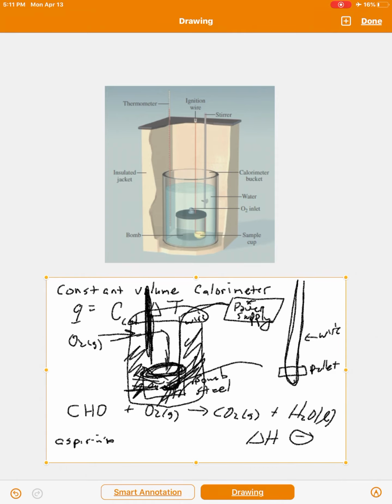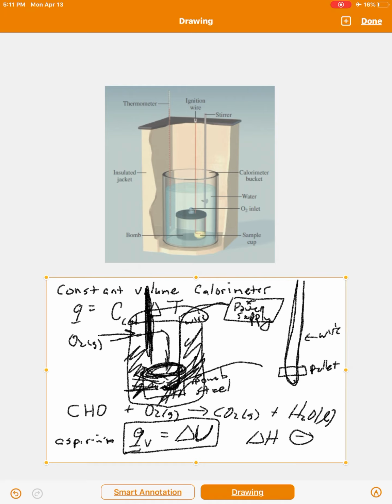So what did we say about constant volume back when we talked about enthalpy? We said that if we're at constant volume, the amount of heat is equal to the change in internal energy, delta U. Right? So if that's the case, then that allows us to find the change in internal energy from this particular reaction. Okay, so that's called a constant volume calorimeter. Okay, so there's a nice little introduction.